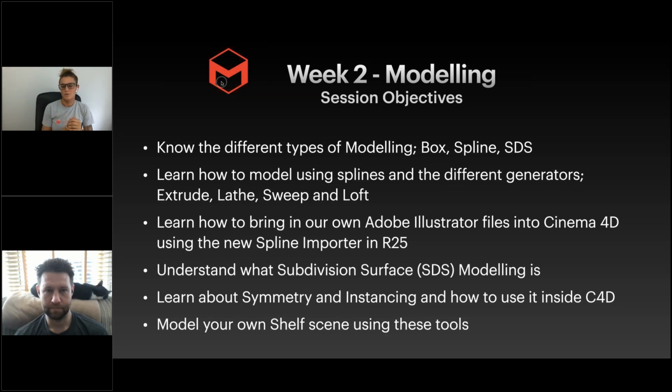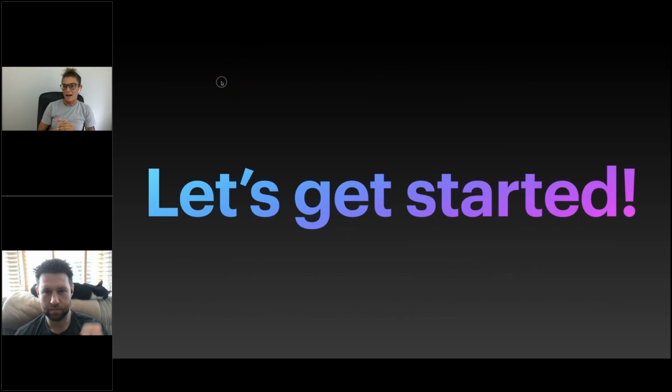We've already looked at symmetry last week, but we're also going to look at what's called instancing and how we can use it and speed up our workflow in Cinema 4D. And as you know, we do a lot of technical and then practical. So the practical part is going to be we're going to model our own shelf scene using all of these tools here.